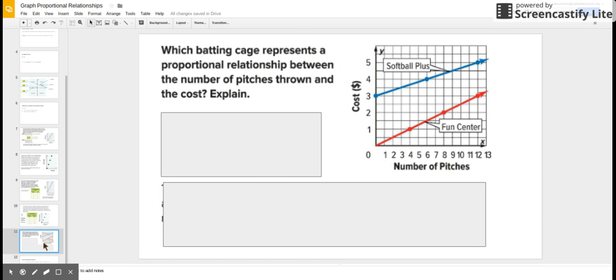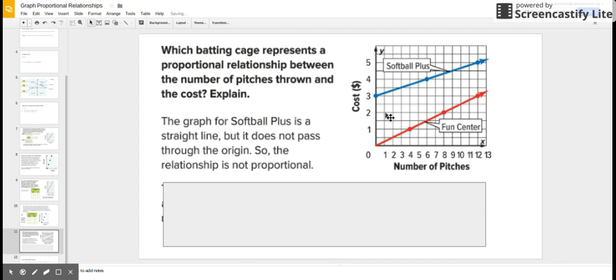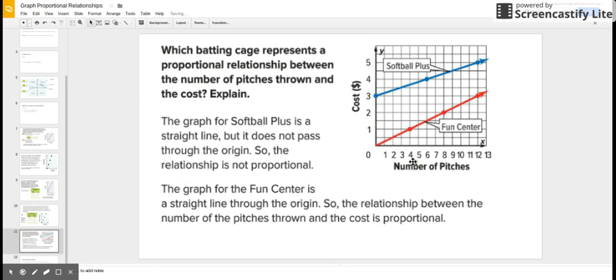All right, which batting cage represents a proportional relationship between the number of pitches thrown and the cost? Explain. So here we have softball plus, and here we have fun center. What our two criteria again are straight line and origin, right? So which one of these has a straight line and goes to the origin? The graph for softball plus is a straight line, but it doesn't pass through the origin. So this is not a proportional relationship. The graph for fun center is a straight line through the origin, so the relationship between the number of pitches thrown and the cost is proportional.